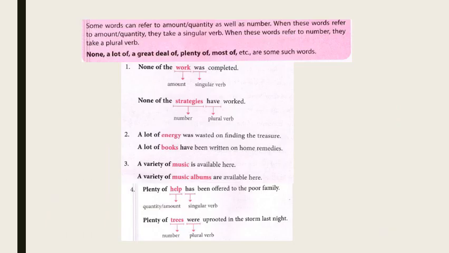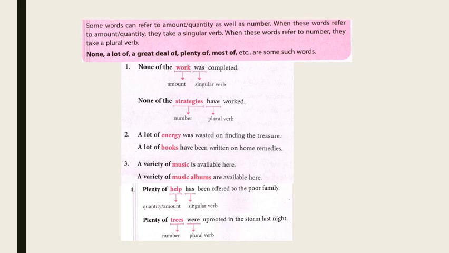Coming to the next rule, when the words such as none, a lot of, a great deal of, plenty of, and most of, etc., we find in the sentences, then we use both singular and plural verbs.